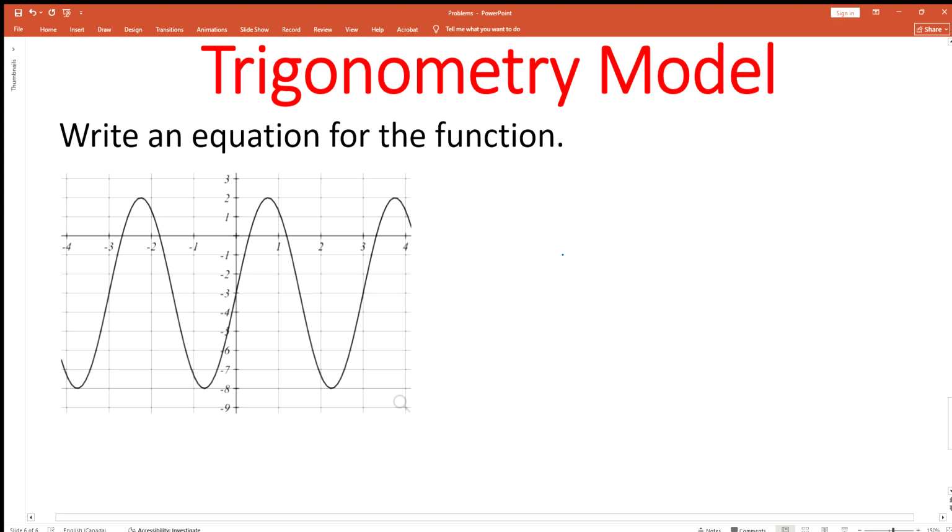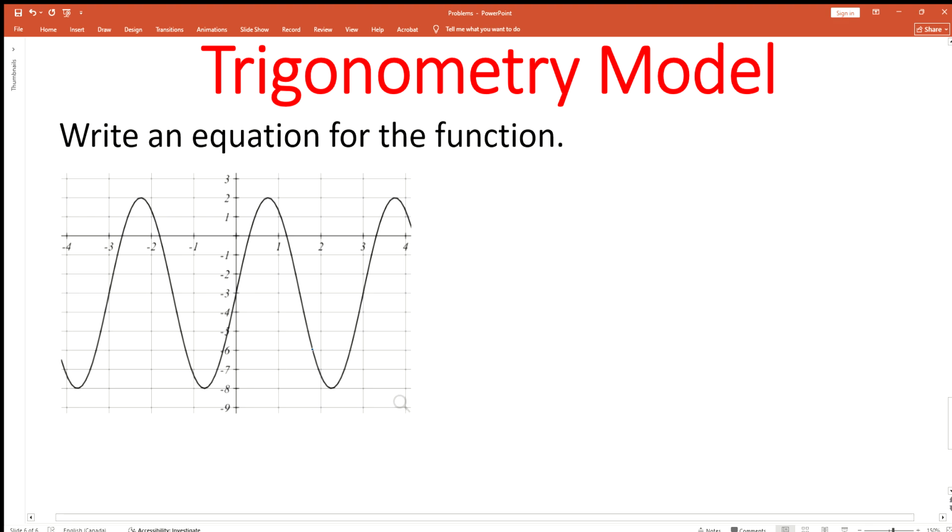In this video, we'll solve this trigonometry model problem. As per the problem, write an equation for the function. We are given a graph for the function. We have to analyze this graph to write the equation of this function.